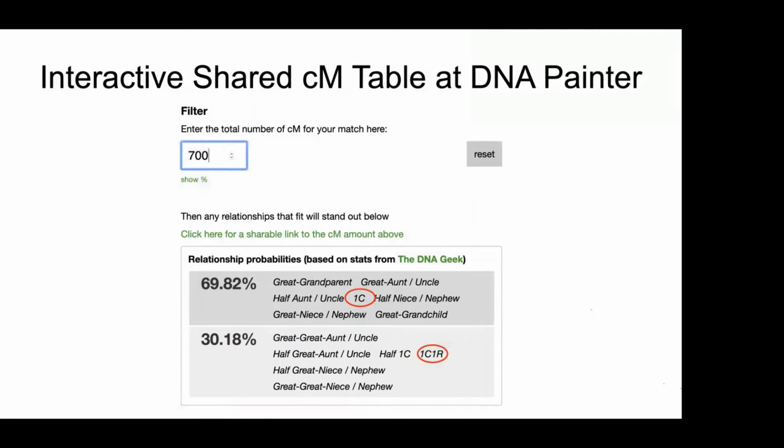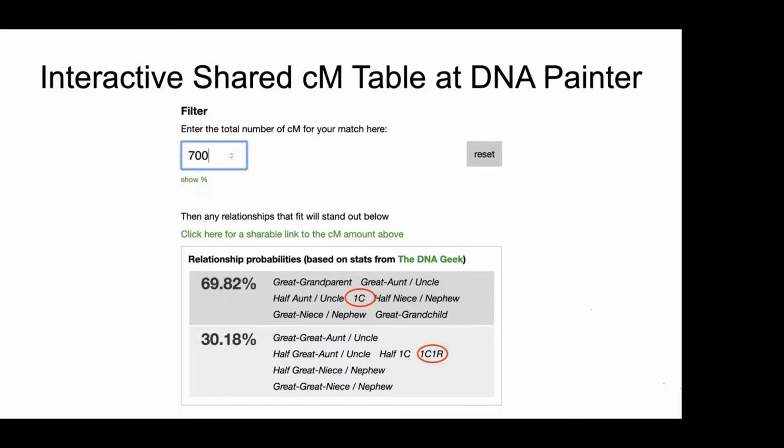The people at DNA Painter have combined this data with other research to create a handy interactive tool. Let's say you share 700 centimorgans with someone. Enter 700 into the tool and it will show you the probabilities of various relationships. In this case, it's about 70% likely to be a first cousin and 30% likely to be a first cousin once removed. But once again, there are multiple less common relationships in each group.